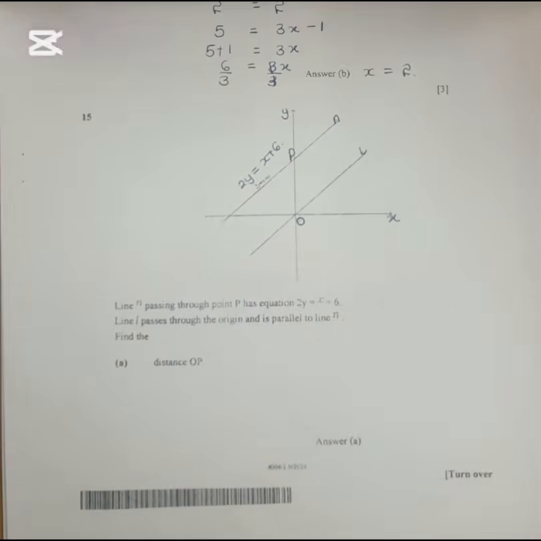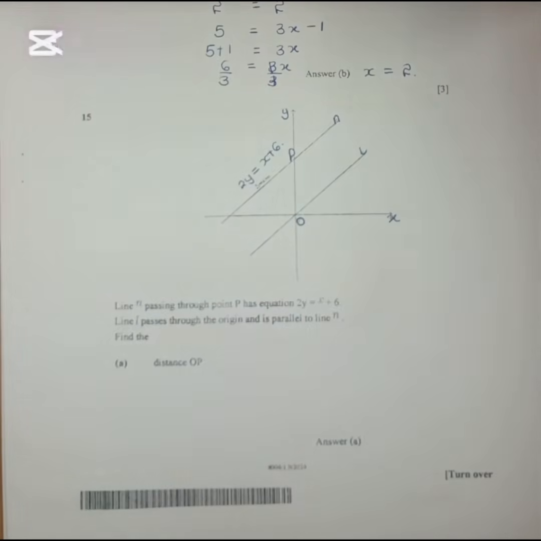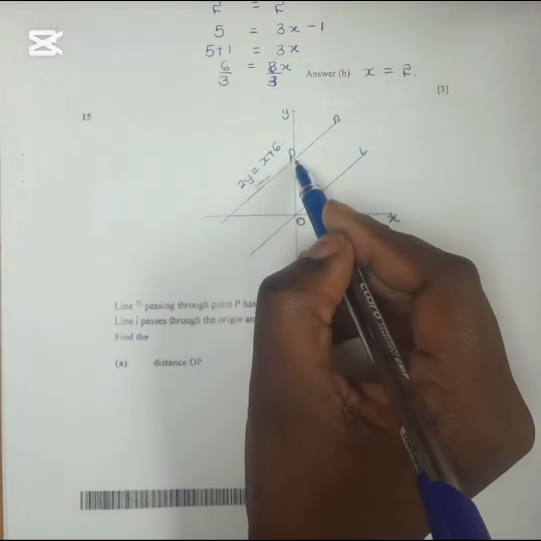Number 15 was a question on coordinate geometry. It is saying line N passing through point P. Yes, equation 2y is equal to x plus 6. Line L passes through the origin and it is parallel to line N. Find the distance OP. So we want to find the distance from O to P. What we are going to do is we need to find this coordinate.